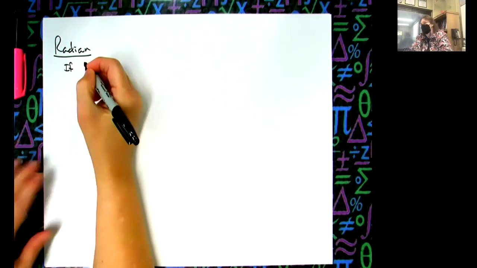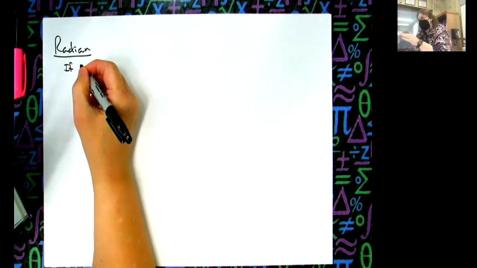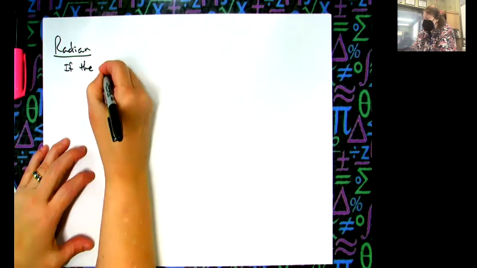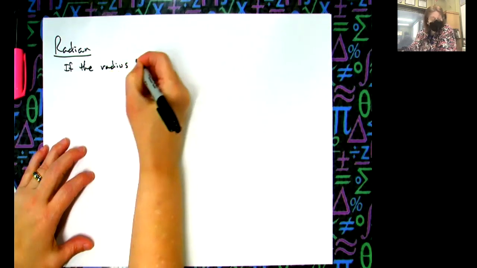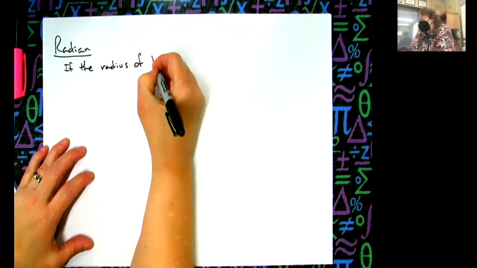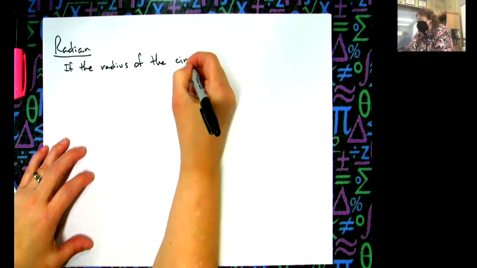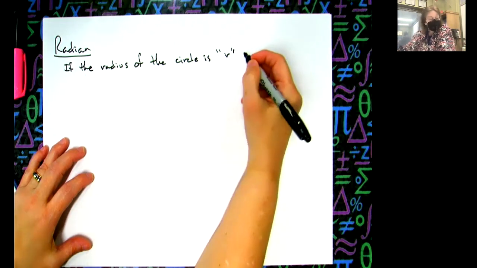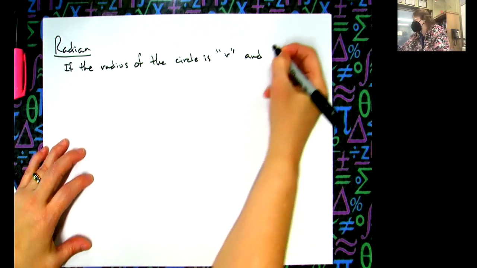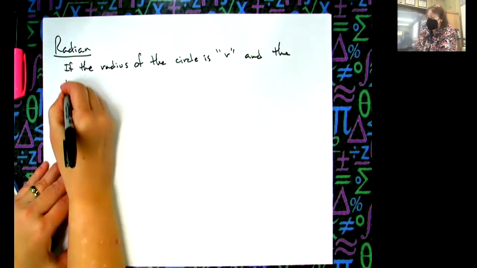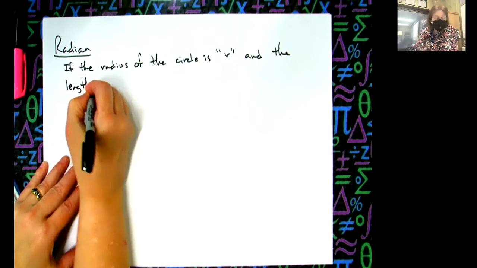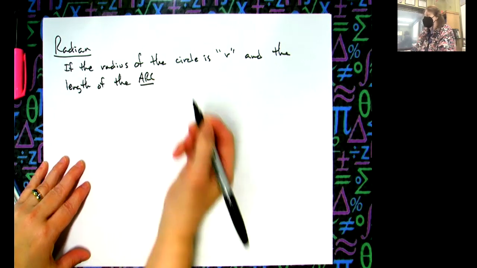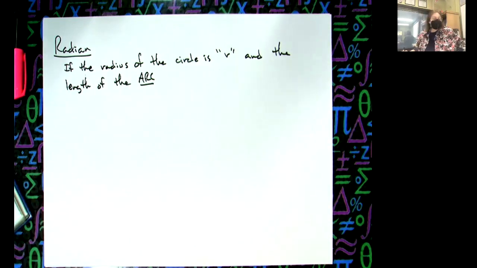I'm going to write this all out in words, and then we'll try to do this in a picture to make a little bit more sense. If the radius of the circle is r, and the length of the arc, okay, so let's all hope y'all remember what an arc is from geometry.